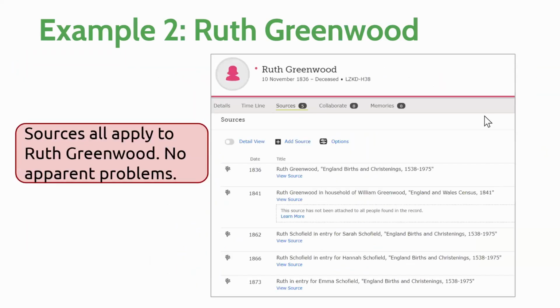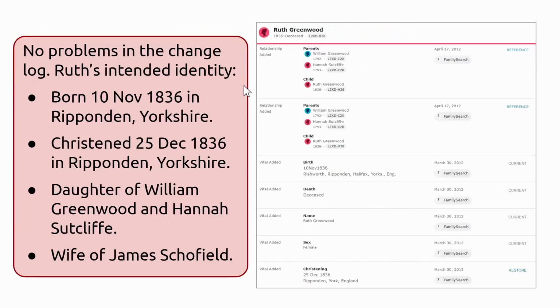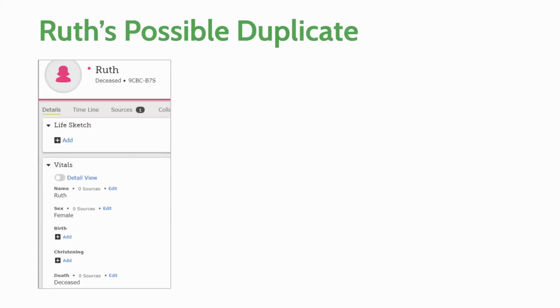And as we look at her sources, everything looks good. There's no sources in here where I go, oh, that source can't possibly apply to this woman. No, they all lined up. They all look appropriate. So we've pretty much established who this Ruth Greenwood is. We know her spouse, her children, her parents, her birth information. And here's a quick summary of everything that we know about her. And this is very important because this is going to help us determine whether the other profile is for the same person. So, what do you notice first off about this profile?